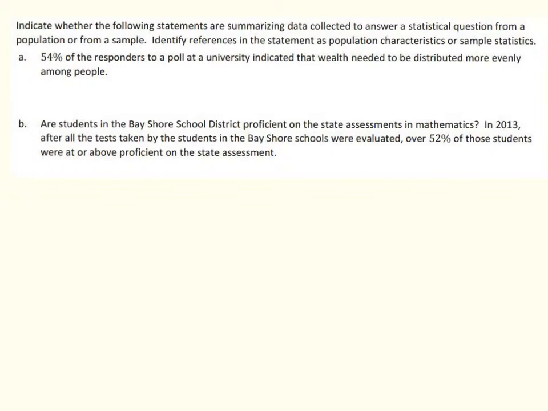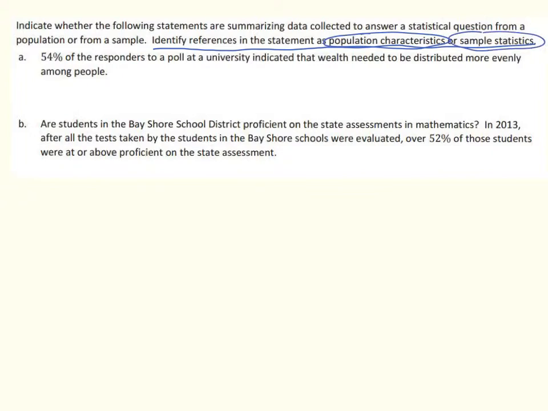Okay, things are going to get a little bit harder because you have to analyze the questions a little bit more. So you're going to indicate whether the following statements are summarizing data collected to answer a statistical question from a population or from a sample. Identify references. This is where it gets hard. You're going to have to identify references in the statement as population characteristics or sample statistics, okay? So this is your new part here.